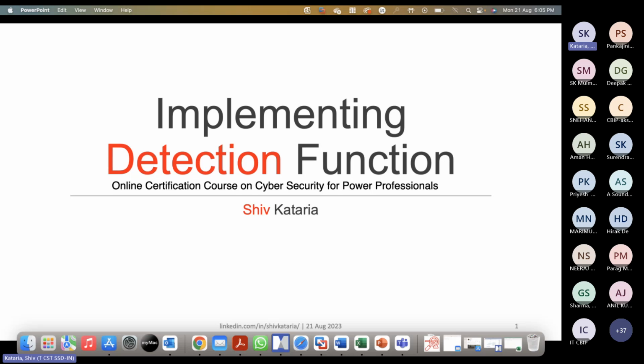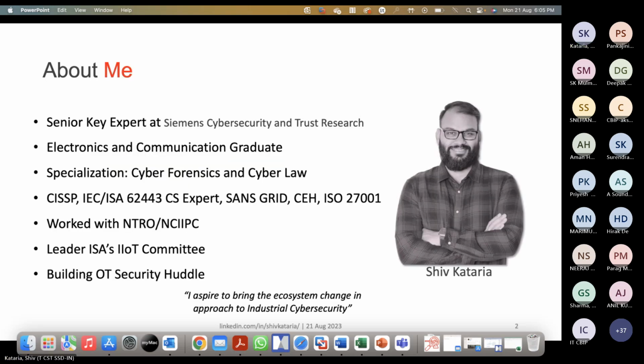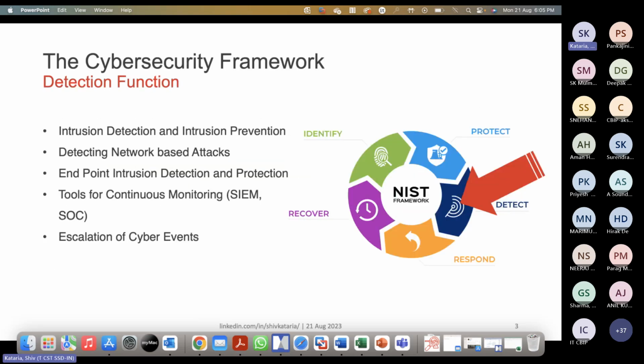And today we will be specifically focusing on the next part of the cybersecurity framework. So we are here today. Once we discussed this identity, we are now talking about this detection function. Let me take my exit line. Yeah. So we are talking specifically now on this particular part today.